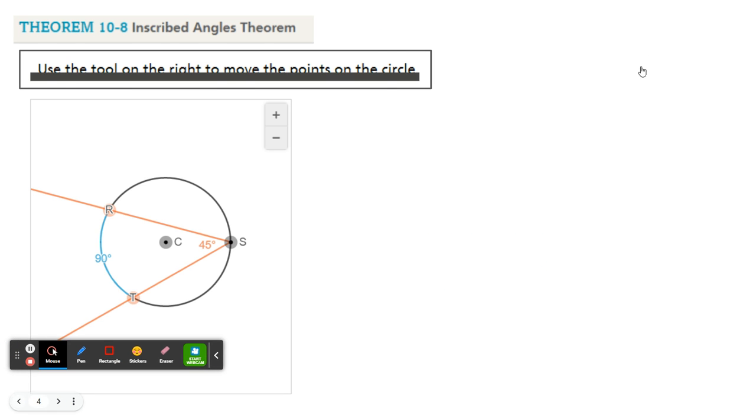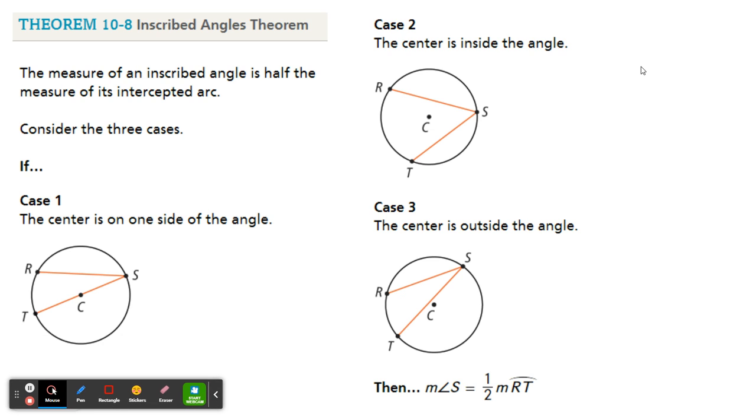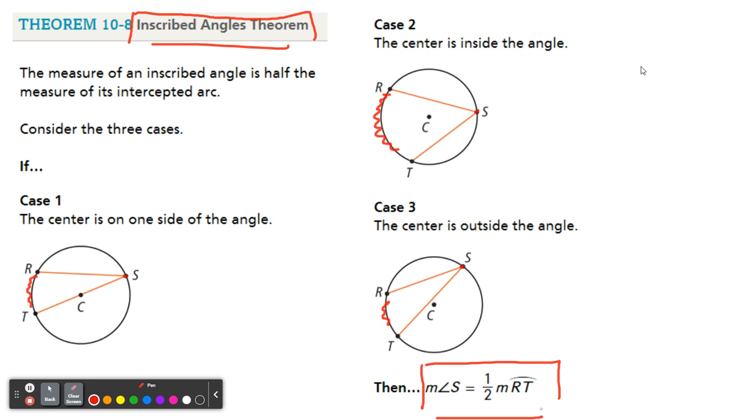Now, when you talk about the inscribed angle theorem, we did case 1, where we had a diameter drawn, one segment going through the diameter. But there are actually 3 cases for the inscribed angle theorem. No matter how you slice it, no matter what case you're looking at, whether the center's on a side of the angle, inside the angle, or outside, if angle S has its vertex on the circle and it intercepts arc RT, then the measure of the angle is half of the arc.